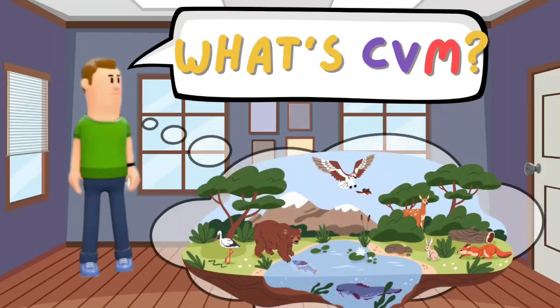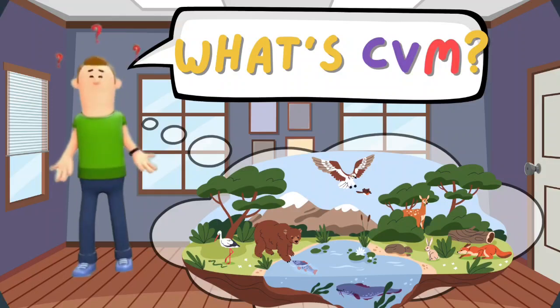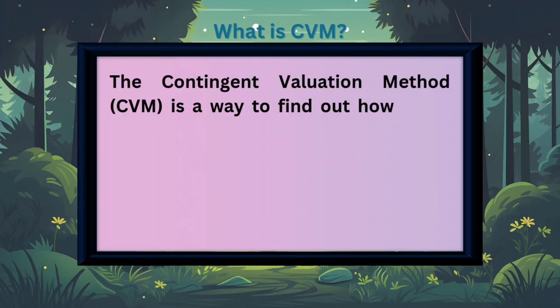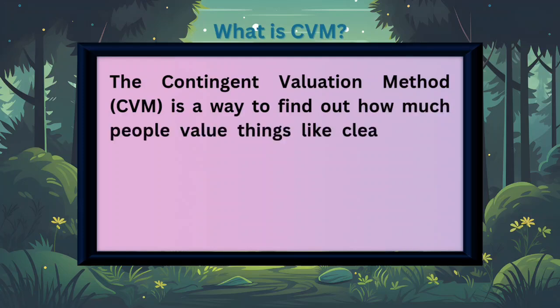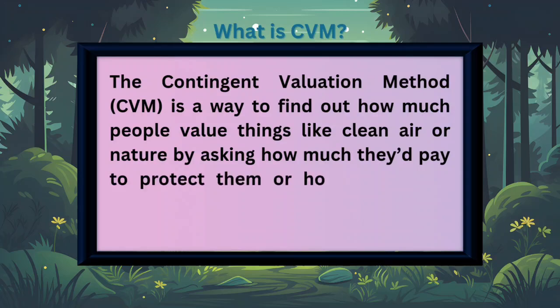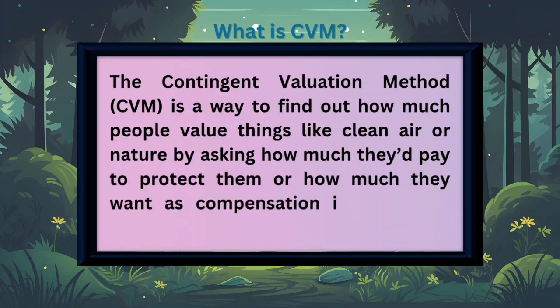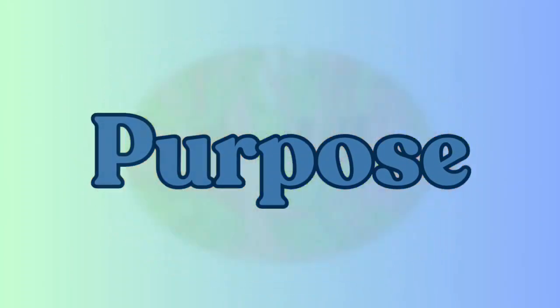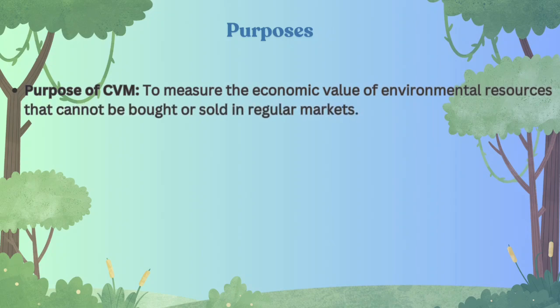What is CVM? CVM is a way to find out how much people value things like clean air or nature by asking them how much they would pay to protect them, or how much they want as compensation if they were taken away. The purpose of CVM is to measure the economic value of environmental resources that cannot be bought or sold in regular markets.